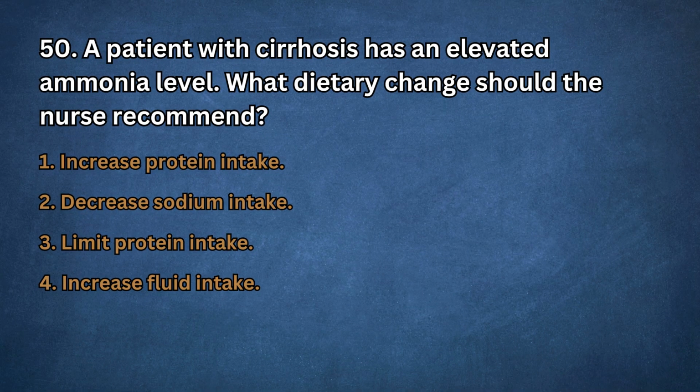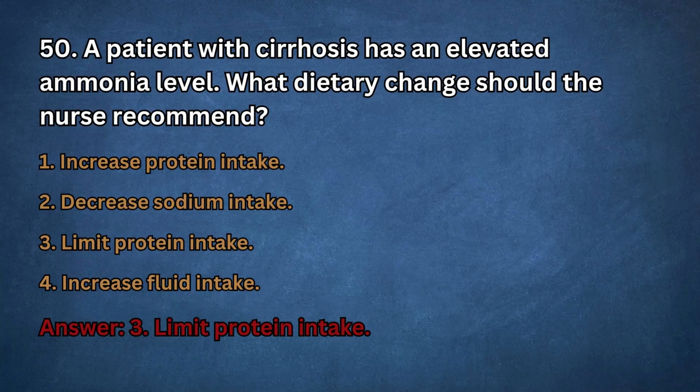50. A patient with cirrhosis has an elevated ammonia level. What dietary change should the nurse recommend? 1. Increase protein intake. 2. Decrease sodium intake. 3. Limit protein intake. 4. Increase fluid intake. Answer: 3. Limit protein intake.